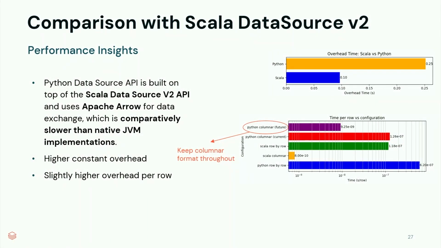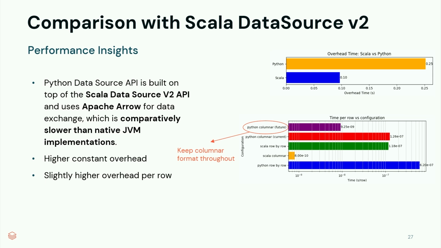Now we have seen it working, and we already mentioned that it is recently built, and the Scala data source API was already available. So one obvious question is how it compares to the Scala data source API in terms of performance. This API is built on top of the Scala data source API, and it uses Apache Arrow for the data exchange. So it's relatively slower.